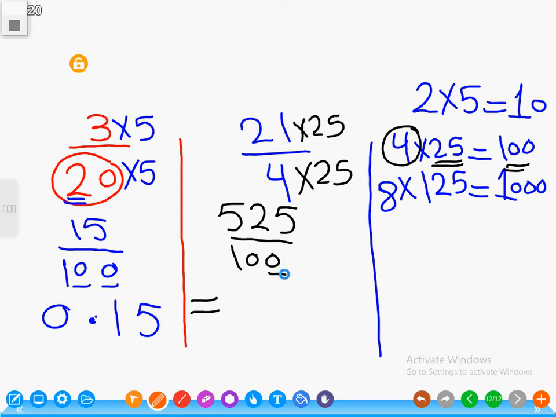Let's count how many zeros? 2. Count 2 digits: 1, 2. So we will put the decimal point here. Decimal point. 5.25.